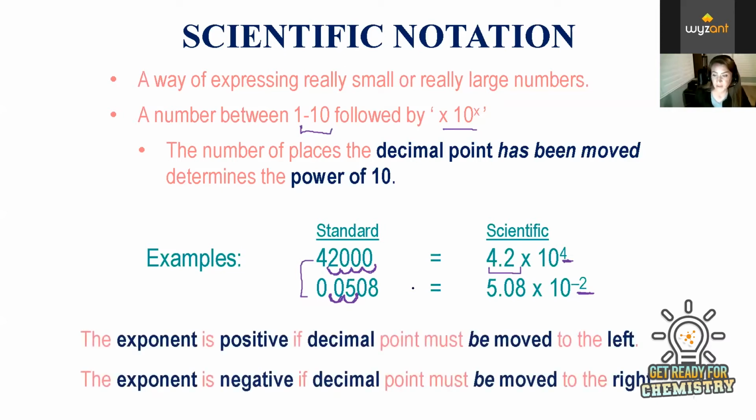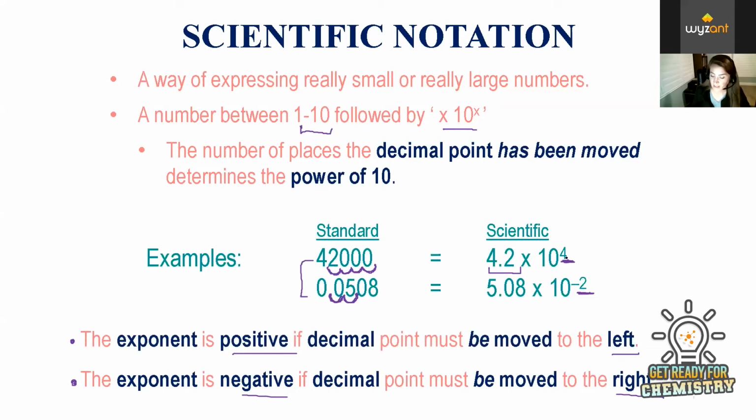But here's just little points here. Like I said before, the exponent is positive if the decimal place must be moved to the left to get it into scientific notation, and the exponent is negative if the decimal point is being moved to the right. So again, make this number smaller, this number goes up.